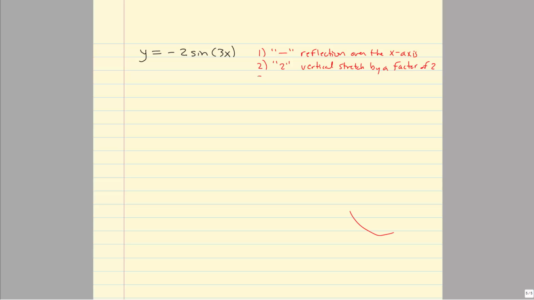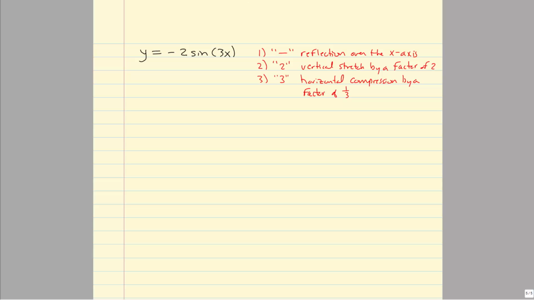And then this 3. Okay, so this 3, I know it's a horizontal because it's inside the argument. Now it seems like it should be a stretch because 2 was a stretch, so 3 should be a stretch as well. But this is a compression because it does the opposite. So this is a horizontal compression by a factor of 1/3. Now the reason we say 1/3 is I take 1 over the 3.